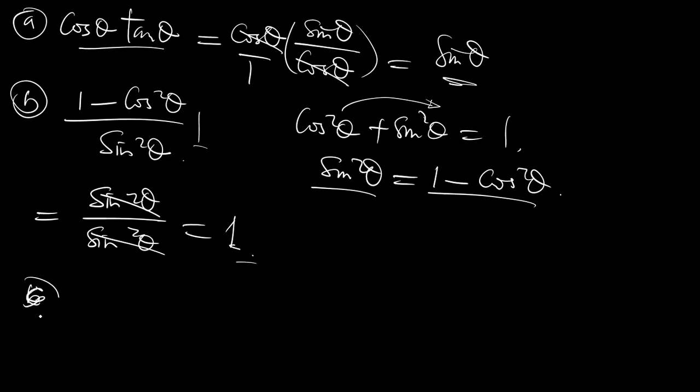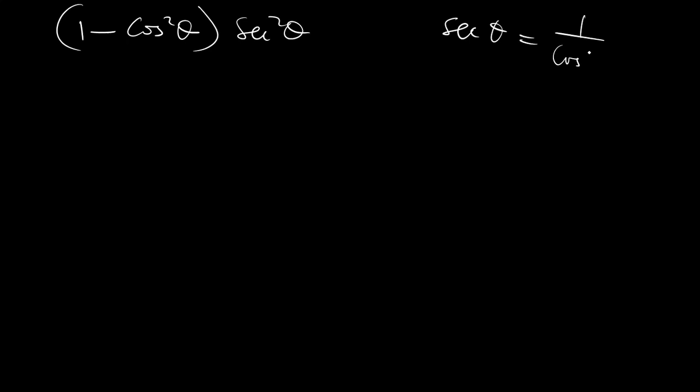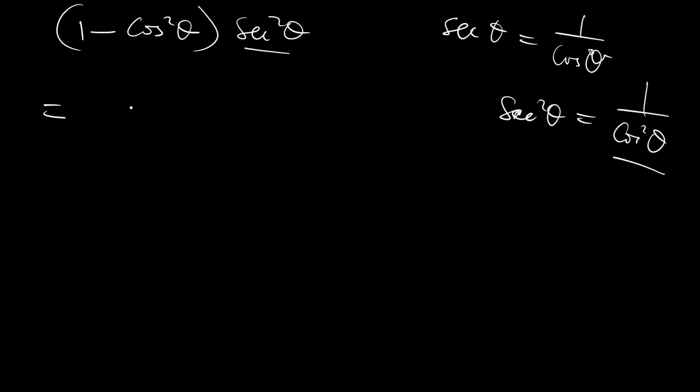Now let's look at C. In C, you have 1 minus cos square theta, in brackets, then you have sec square theta. We know that sec theta is equal to 1 all over cos theta. So sec square theta is equal to 1 all over cos square theta. So we replace that here. Now, from the previous expression, we were able to prove that 1 minus cos square theta is equal to sine square theta.